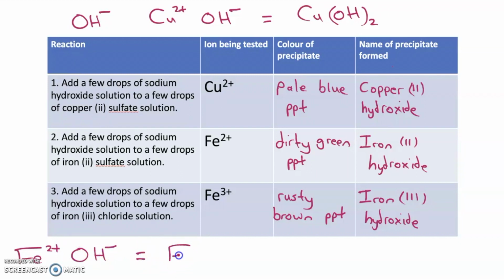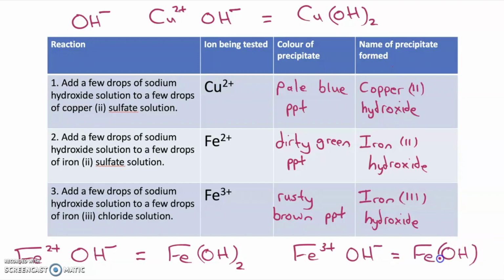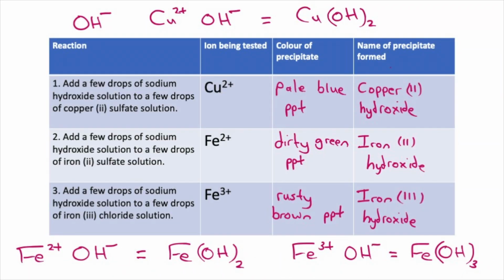And in the second precipitate we have Fe2+ and OH- ions present. So the formula is Fe(OH)2 because I need 2 OH- to cancel out the 2+ charge on the Fe. And in the last precipitate we have Fe3+ ions and OH- ions, so the chemical formula of the precipitate is Fe(OH)3.